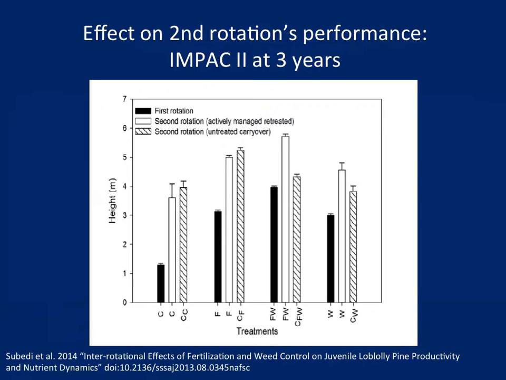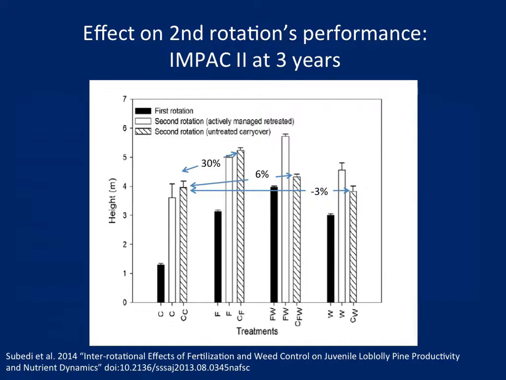So in the second rotation, we compared the growth of that second rotation to the first rotation's growth. So these are 3-year-old stands. This is a 3-year-old stand in 1986. The stand was planted in 1983. And this is a 3-year-old stand in 2013. Okay, so here's a control plot. Here we have the fertilized plot, first rotation, second rotation. And these are actively managed plots right here. And this is the actively managed plot. This is the carryover treatment right here.